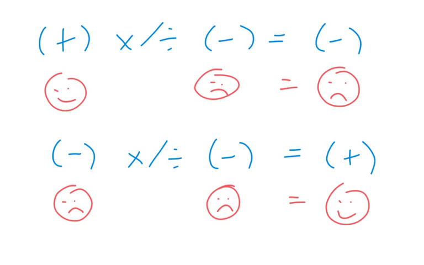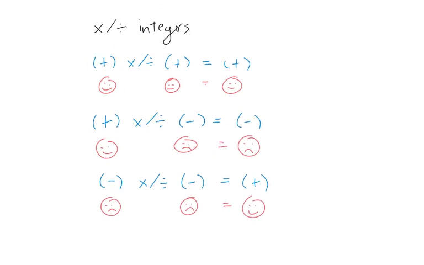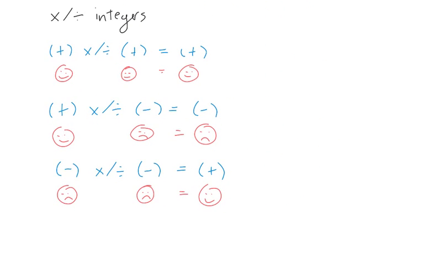Let's recap what we just went over. So I'm just going to scroll out and here we go. So when you have a positive number multiplied or divided by a positive number, the answer is going to be positive. When you have a positive number multiplied or divided by a negative number, the answer is going to be negative. And when you have a negative number multiplied or divided by a negative number, the answer is positive.